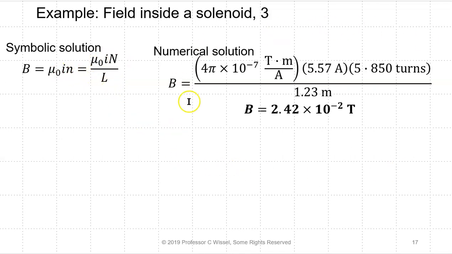Now we can put our numbers in. Our mu naught is 4 pi times 10 to the minus 7 Tesla meter per amp. Our current is 5.57 amps. The number of turns is 5 times 850, and the length is 1.23 meters. The magnetic field is 2.42 times 10 to the minus 2 Tesla. That's a pretty good magnetic field.